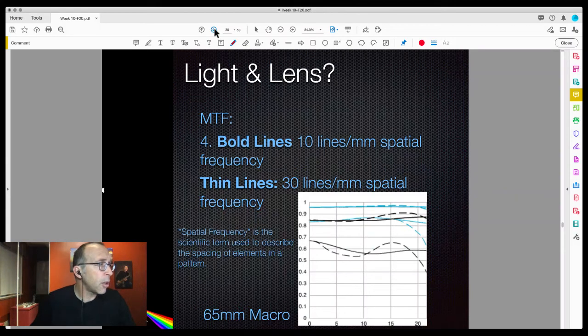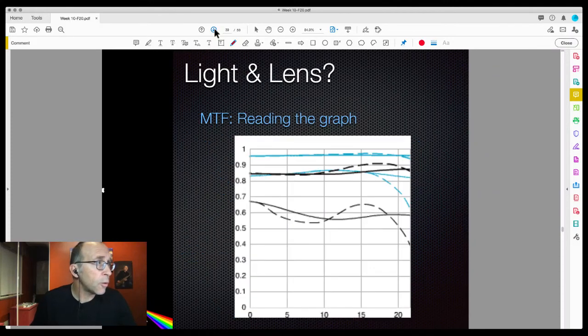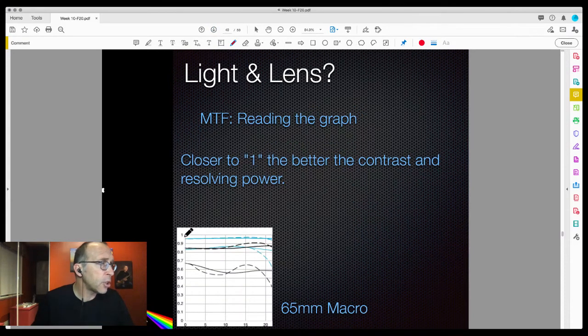So there you go. Lots of information in this little graph. It's telling us a lot of things. So when you look at these graphs, what are we checking for? Well, the closer to 1, the higher the lines are, the better. That means it's preserving more of the contrast that's existing in the original scene. So higher is better.